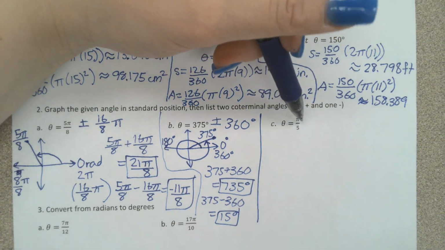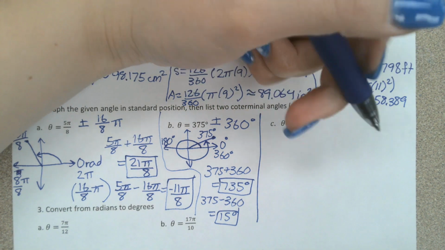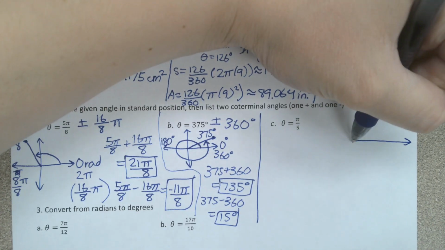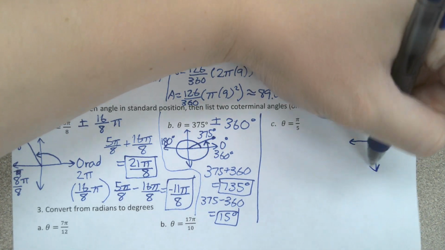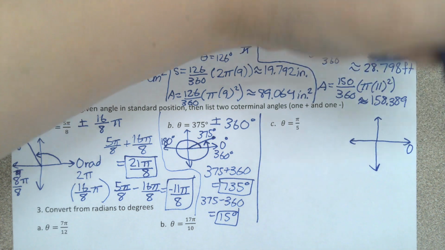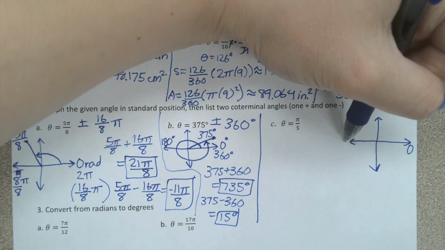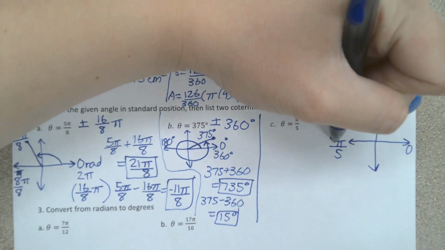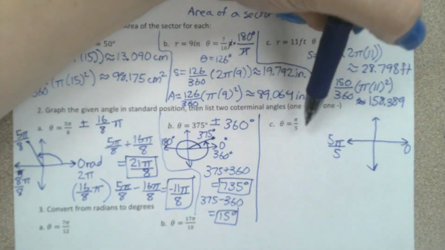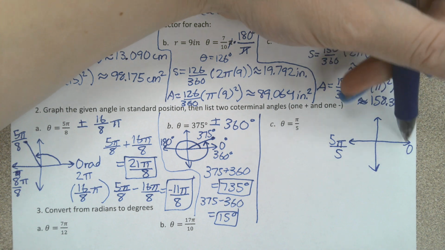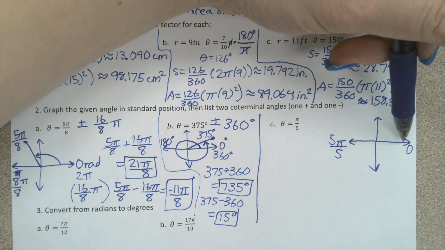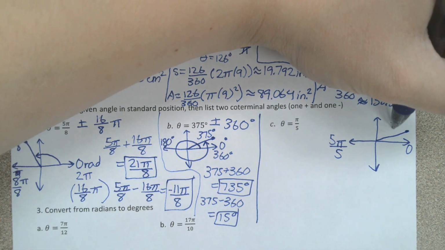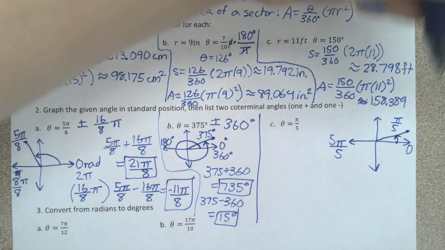C, theta equals pi over 5, so same idea. I'm going to draw my graph over here just because of space. Again, 0 is on the right, and regular pi is on the left, 1 full pi. So in fifths, this would be 5 pi over 5. So pi over 5 is between 0 and 5 pi over 5, and it's much closer to the 0. It's going to be over here somewhere. Something like that.